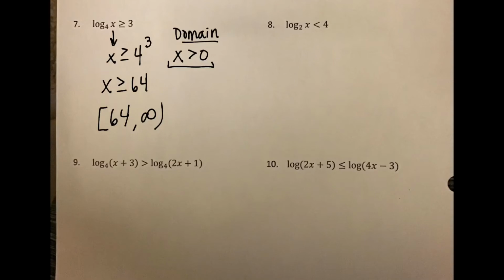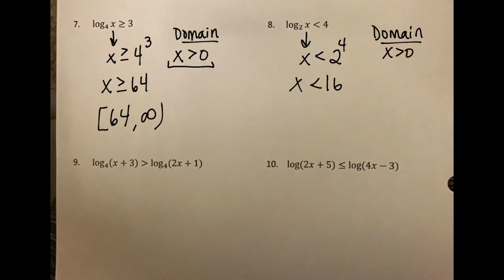So now taking a look at the second example. Again, drop it down, base to power, other side. x is less than 16. Then we have to check our domain. Now, according to the domain, x has to be greater than 0. Does this put any restrictions on x is less than 16? Yes, it does. So my answer is going to be 0 to 16. So those are single log problems.